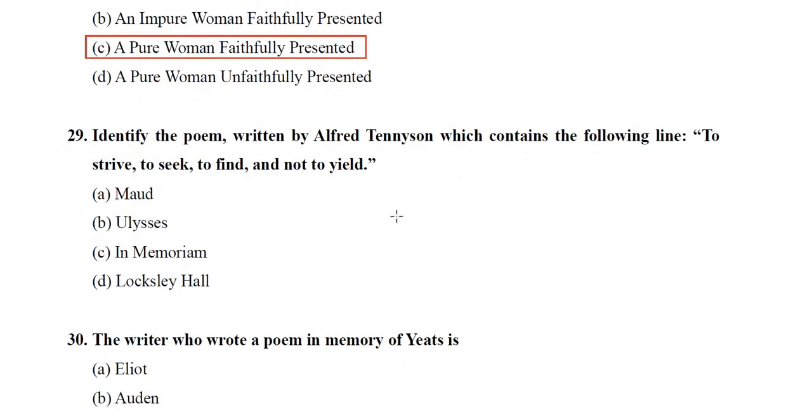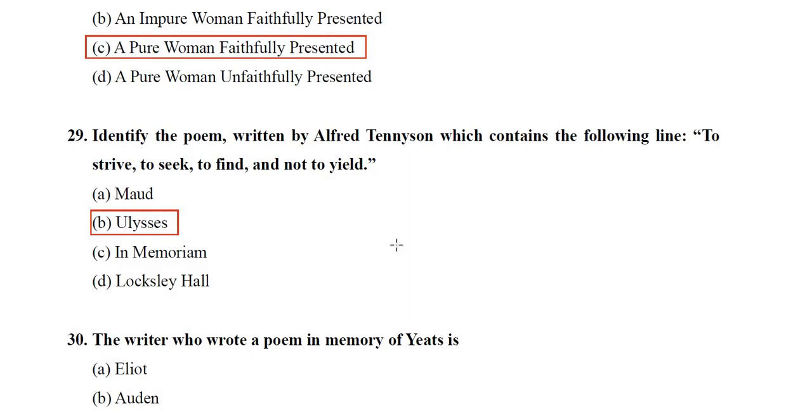Next question we have, identify the poem written by Alfred Tennyson which contains the following line: to strive, to seek, to find, and not to yield. It's very easy. You have already read it. Maud, Ulysses, In Memoriam, Locksley Hall. So its answer is Ulysses. I find this line particularly very motivational, that you should never give up.